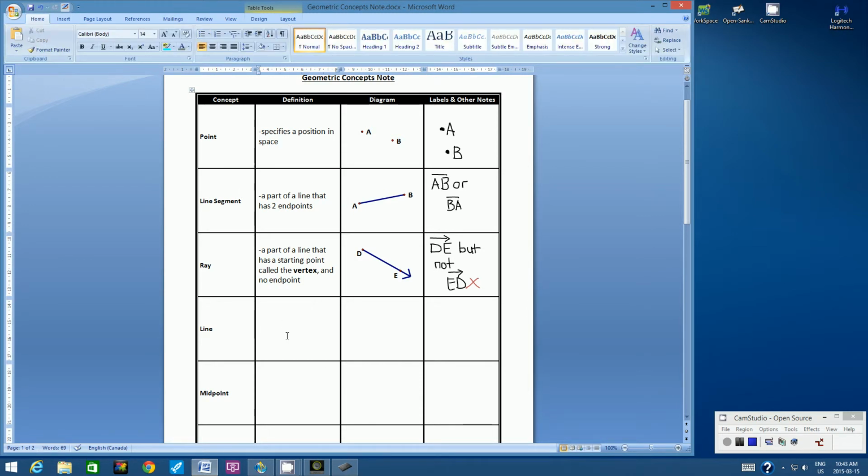Let's move on to a line. A line is a straight path that goes outward in opposite directions and never ends. So this is very different from a line segment, which has a very fixed dimension. You can measure a line segment, but you can't measure a line because it continues on forever.